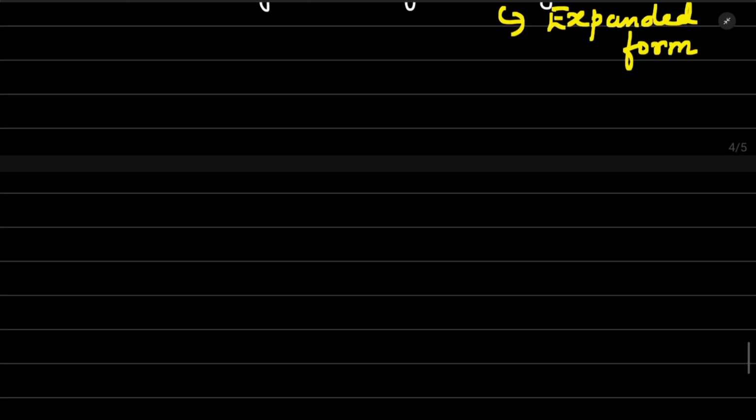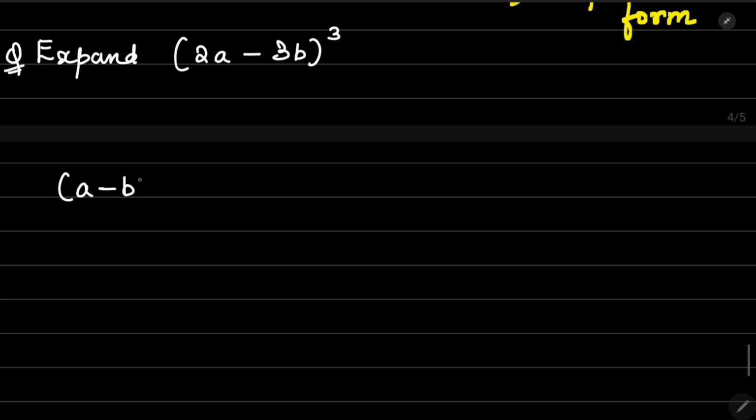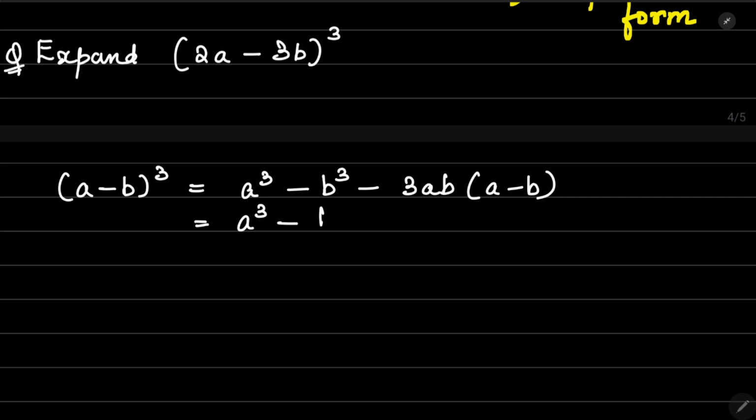The next question is, suppose you are asked to expand 2a minus 3b the whole cube. What would be the algebraic identity that you would apply? Again, a minus b the whole cube equals a cube minus b cube minus 3ab into a minus b. Open the bracket, so you will get a cube minus b cube minus 3a square b plus 3ab square.